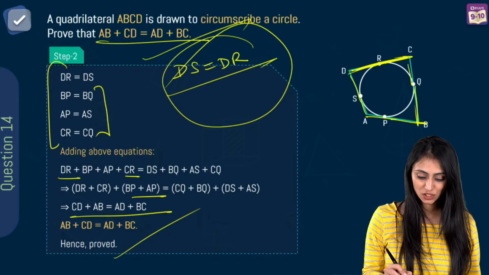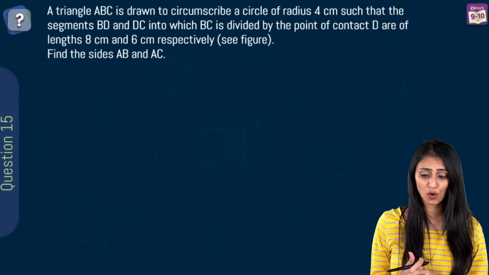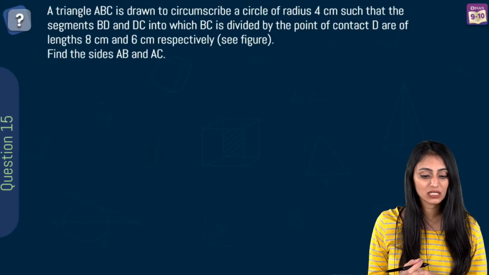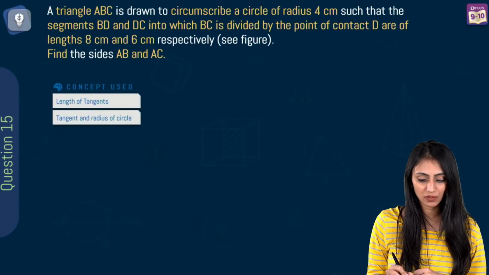Alright, let's move ahead. Let's take a look at the next question now. Triangle ABC is drawn to circumscribe a circle of radius 4 cm such that the segments BD and DC, into which BC is divided by the point of contact D, are of lengths 8 cm and 6 cm respectively. Find the sides.